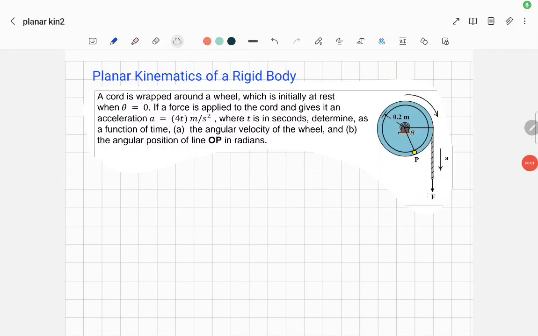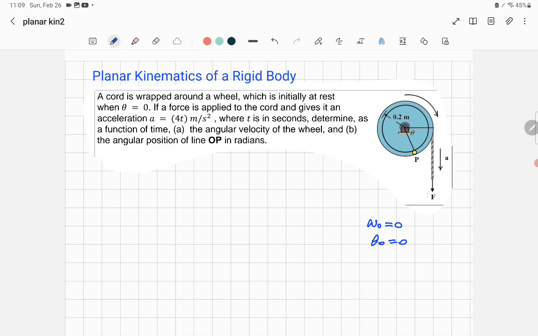Hi. In this video, we are going to explain 3 examples as application to planar kinematics of a rigid body. In the example in front of us here, we have a cord wrapped around a wheel, which is initially at rest. What does that mean? It means omega naught is equal to 0, and when theta is equal to 0, theta naught is equal to 0.